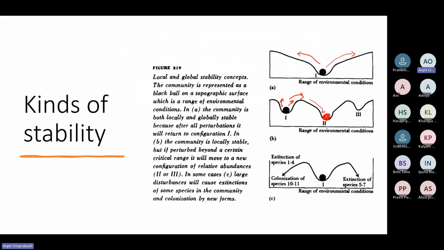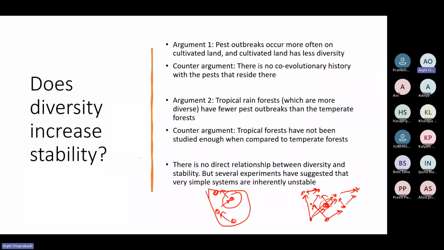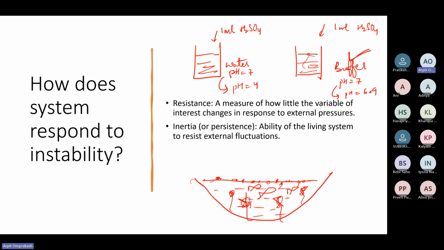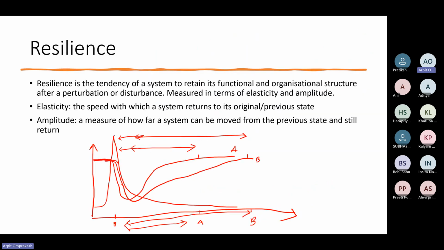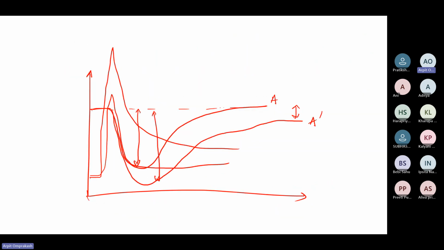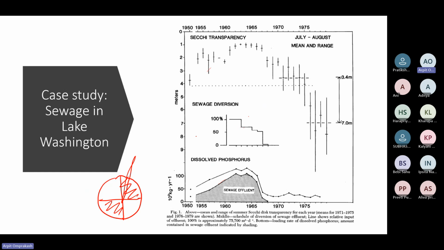We talked about community stability, the different kinds of stability, local and global, and how if you push a system far enough, it might lead to large-scale extinctions and colonization events. We talked about diversity and stability and how do systems respond to instability. We talked about resilience, and we then looked at a case study in Lake Washington.